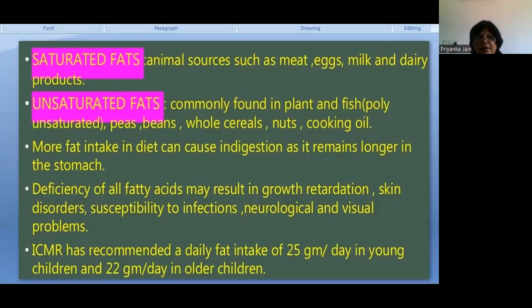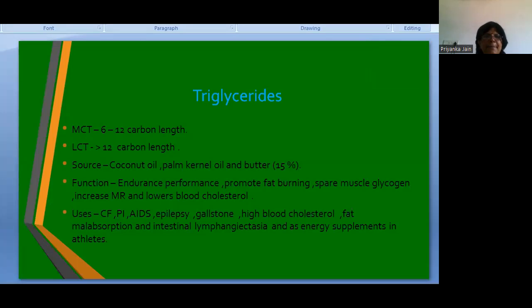ICMR has recommended a daily fat intake of 25 grams per day in young children and 22 grams per day in older children. Now triglycerides. Medium chain triglycerides are 6 to 12 carbon length and long chain triglycerides more than 12 carbon length. Sources like coconut oil, palm kernel oil, and butter 14%.